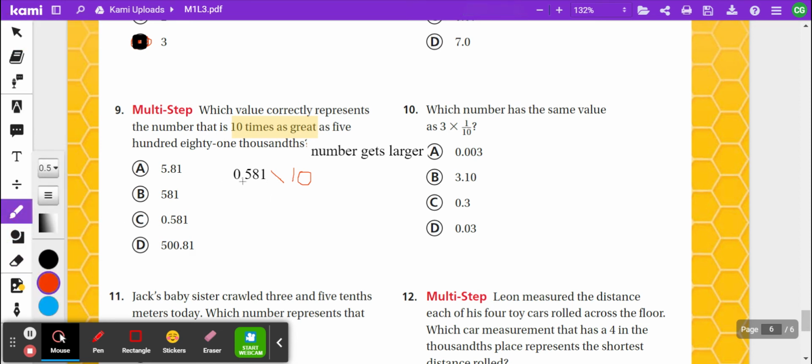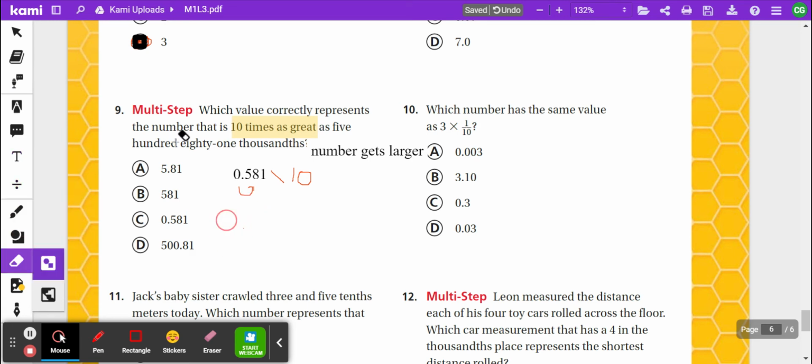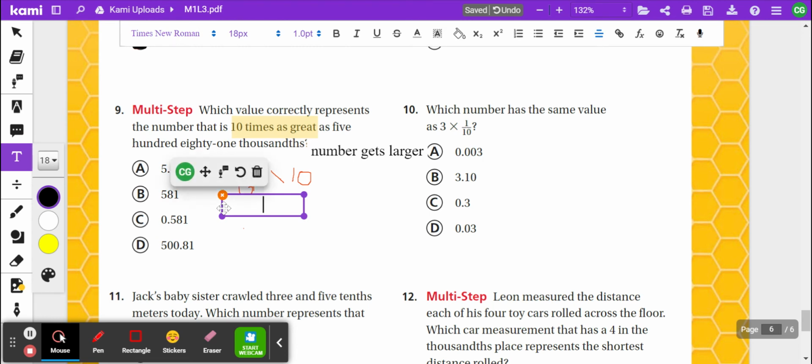So we have this decimal here, and it's going to move over. So if that's the case, then I end up having 5 and, let me go ahead and type that out. What do you think it is? Very good. So if I move it over to the right, 5 and 81 hundredths. So the answer then would be A.